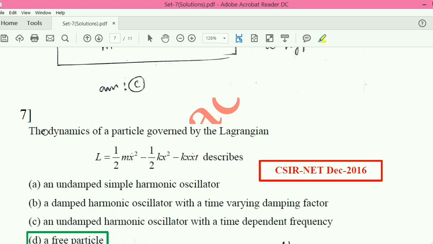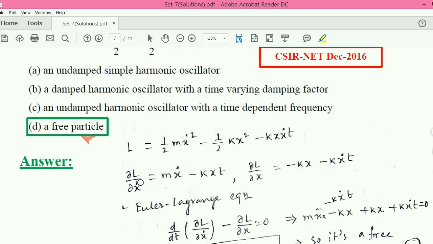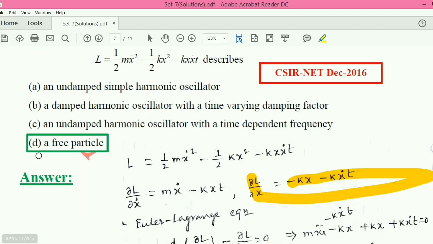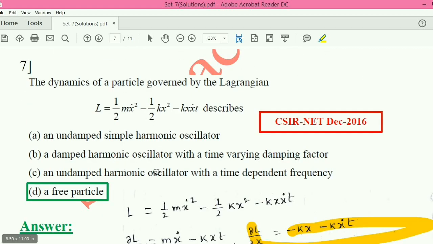Next, question number 7. The dynamics of a particle governed by the Lagrangian L equals to this describes? So what we are doing, we are taking derivative with respect to x dot, ∂L/∂x dot equals to m x dot minus kxt, and ∂L/∂x equal to this. So from Euler-Lagrange equation, d/dt of ∂L/∂x dot minus ∂L/∂x equal to 0. Therefore we get m x double dot equal to 0, which is the equation of a free particle. So the correct option is a free particle.